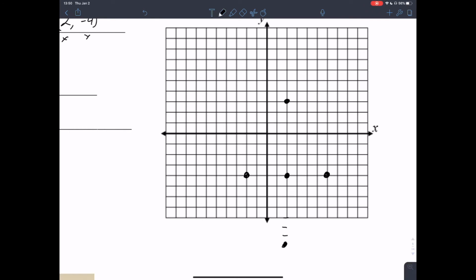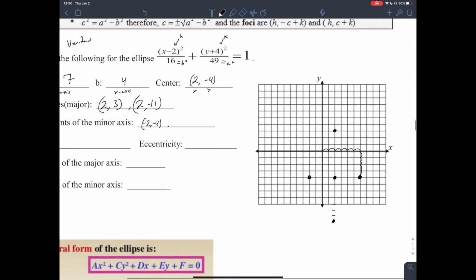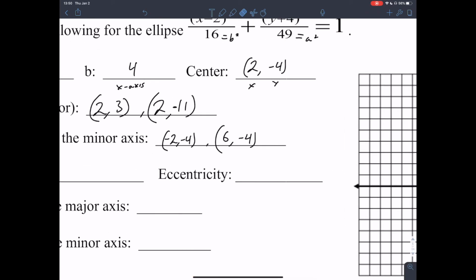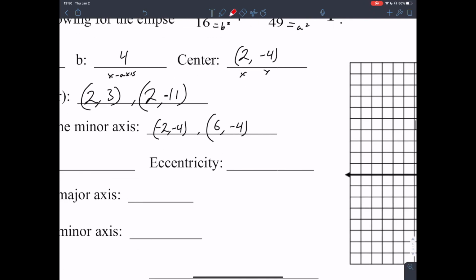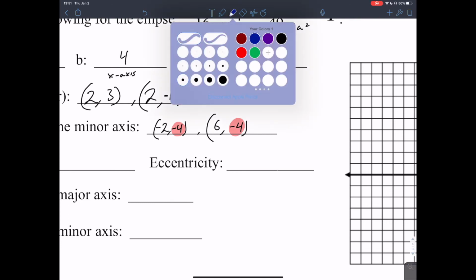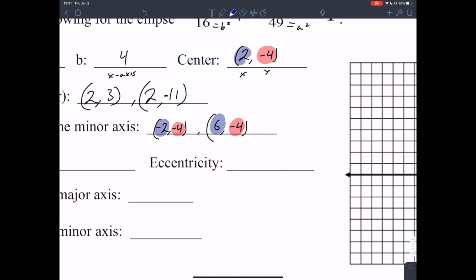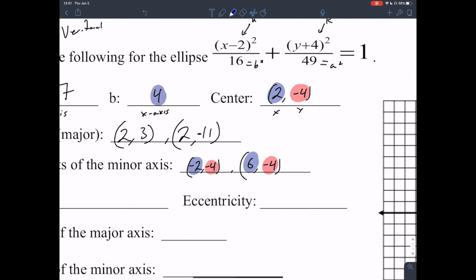And the other one was 1, 2, 3, 4, 5, 6, and again down 4. So 6, comma, -4. And now let's check the relationship again. So this relationship, let's see. I started with -4 on the y, and look at that. The y values are also -4 on the minor axis. So the only one that had any change was the x values. How did those change? By adding and subtracting the b value, the 4. Okay, so now we can see how those are related. That's great.